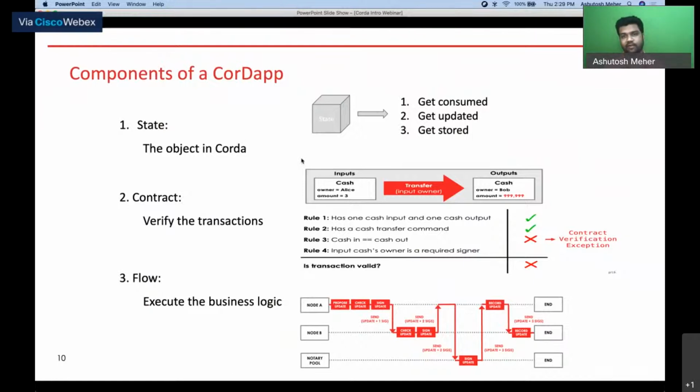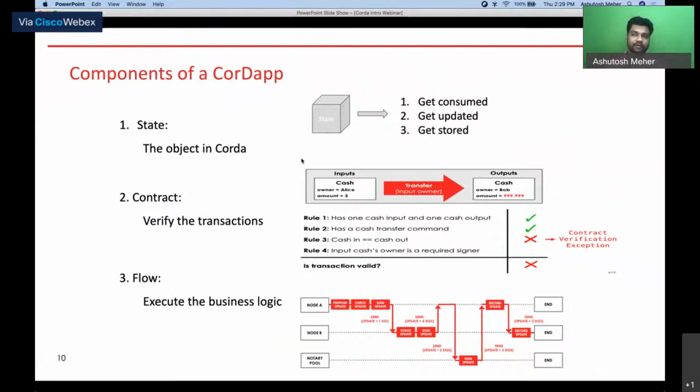They get consumed, they get updated, and all these things. And then we have contracts, which will have certain rules. Each time you do a transaction, you have to run the contract, which is governing the state or the asset that you're trying to transact. And if all your contract validations are successful, only then we say that your transaction is valid.